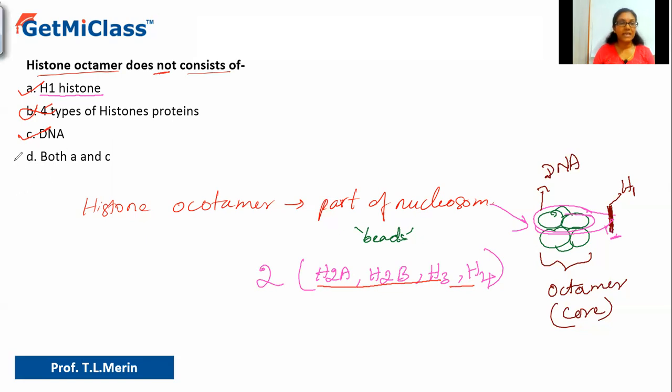Option D says A and C. That is the absolute right answer, because both A and C do not form part of the histone octamer. So let us conclude. What is the answer? The answer is option D, that is both A and C, H1 and DNA, they are not part of the histone octamer. I hope you understood the explanation.